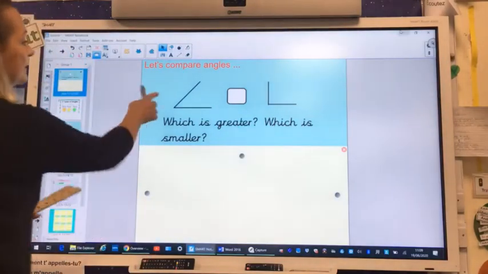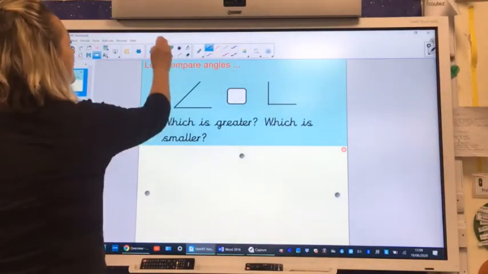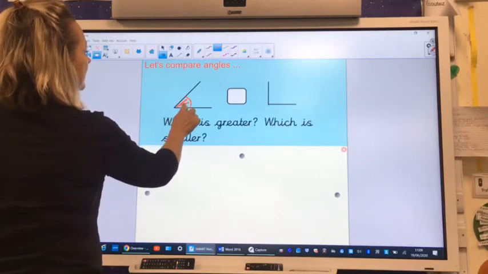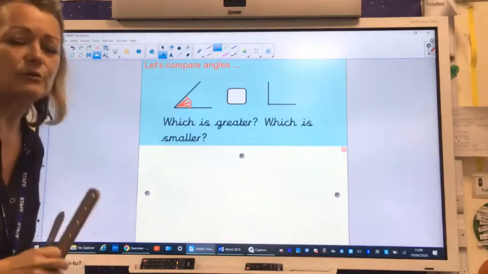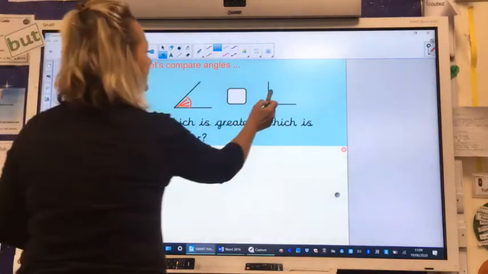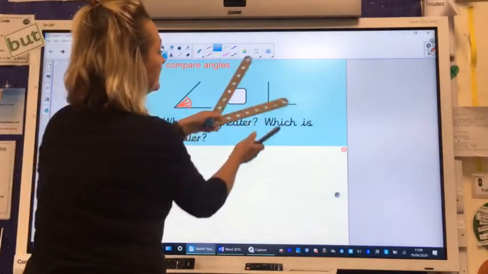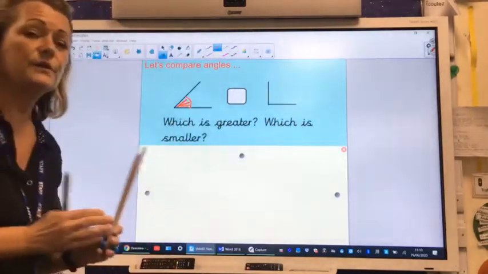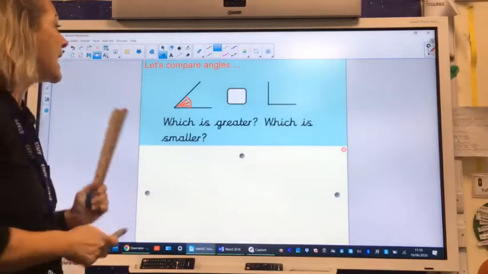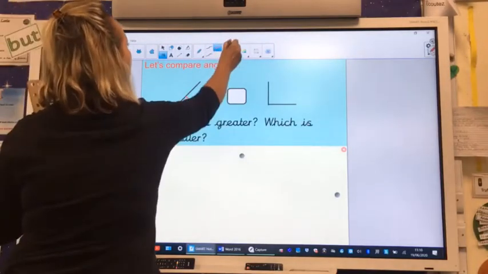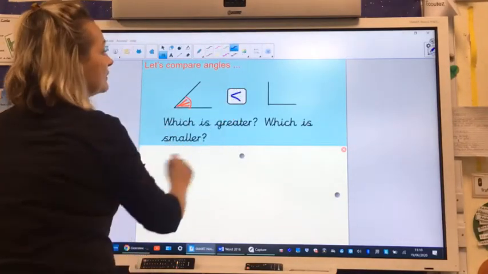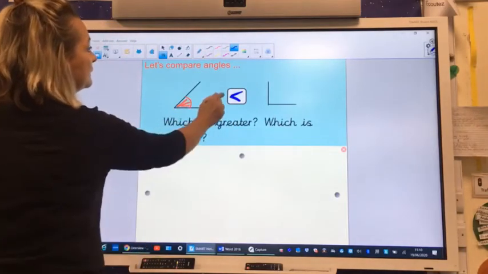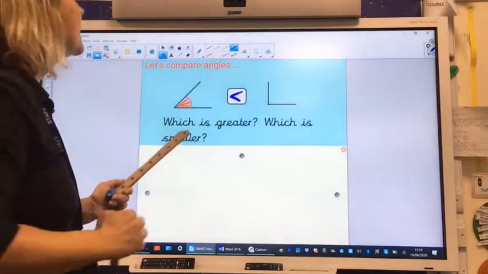So take a look at this one. We are talking about the angle shown here, this space here. Is that angle bigger or smaller than the angle shown between these two lines here? Hopefully you can see that it's smaller, and we know that because I'm just doing the bigger than, smaller than sign. So this angle is smaller than that angle.